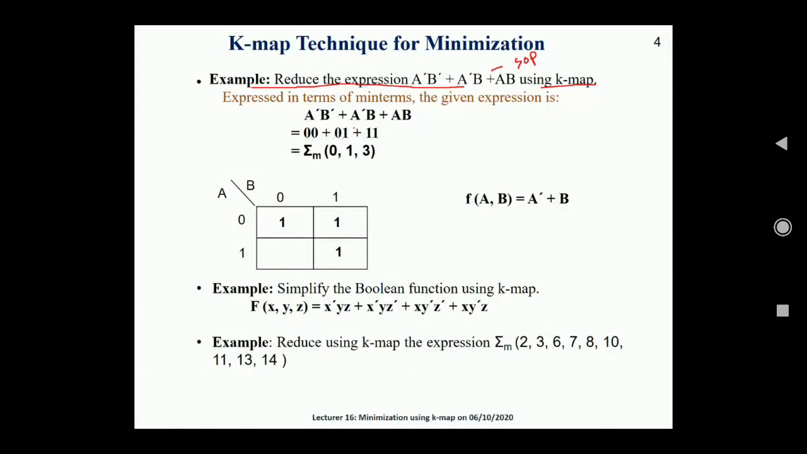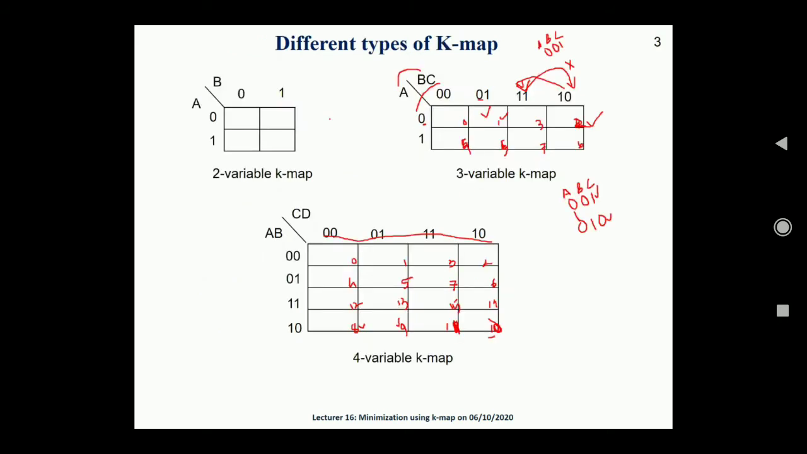A bar means 0 and B means 1. Here no complements are there, AB, so I am writing 1, 1. When we convert to min terms in the binary sequence, this one is 0, this one is 1, and this one is 3. These are the true min terms. How many variables are we using? Two variables, so we use the two-variable K-map.